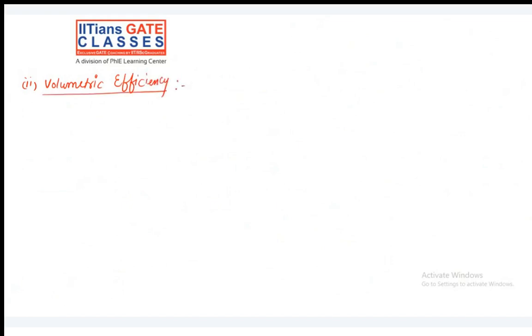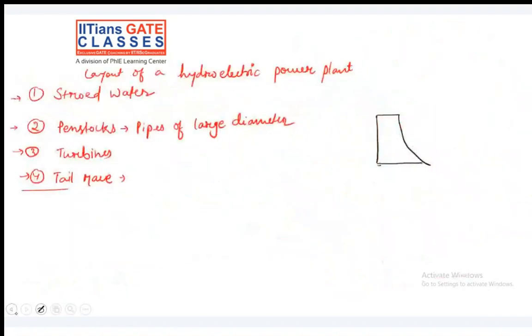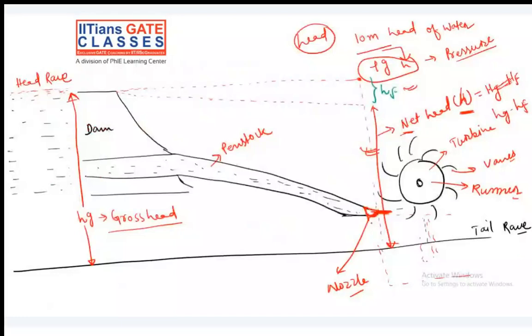What is volumetric efficiency? This is the volume per second which strikes the runner. Let us get back to this point. Now the volumetric efficiency: your nozzle is supplying some water, yes or no? But at this point, some of the water will strike and some of the water may not be able to strike this runner. So the ratio of these two, means what maximum could have struck and what is actually striking, will be volumetric efficiency.